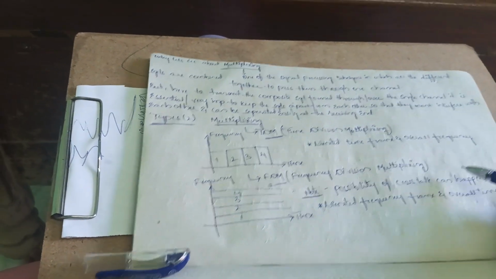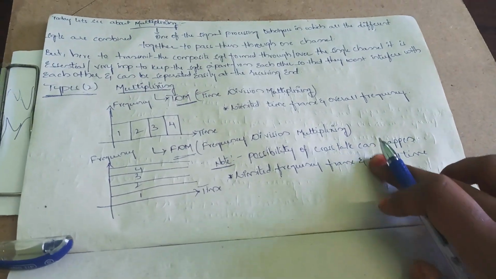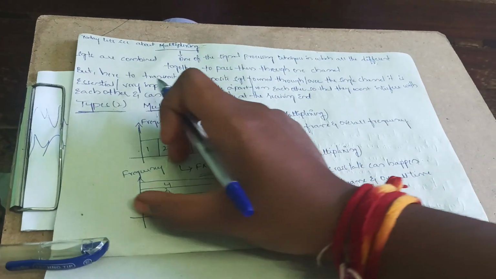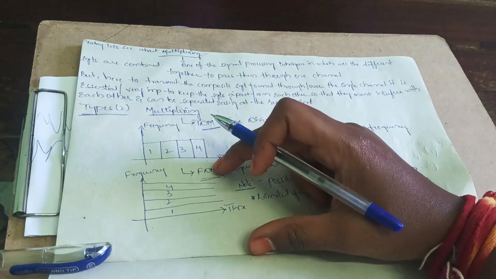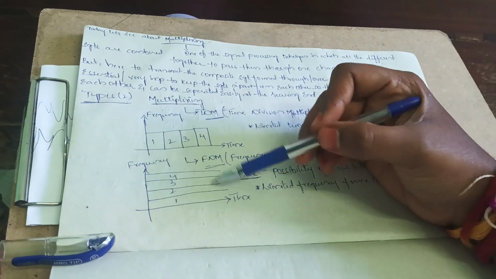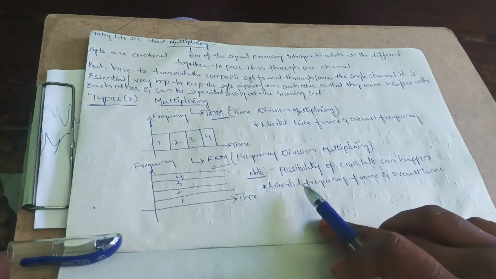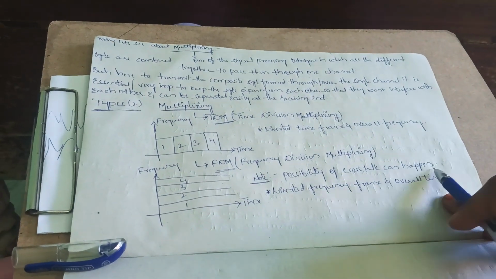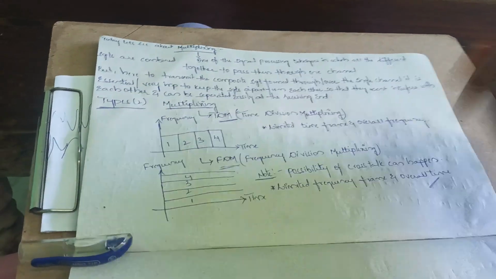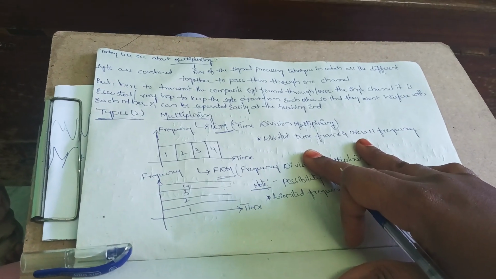And there is one problem that can occur, that is the possibility of crosstalk. That means as we are passing different frequencies at the same time, there is a possibility of mixing of these frequencies in frequency division multiplexing. Here, limited frequency frame and overall time. This is the overall idea about multiplexing. It is one of the techniques we use in signal processing.